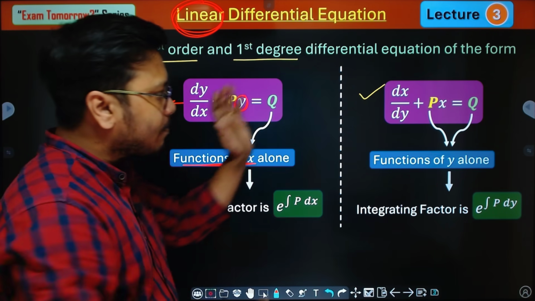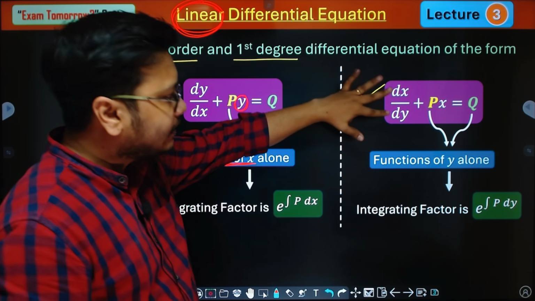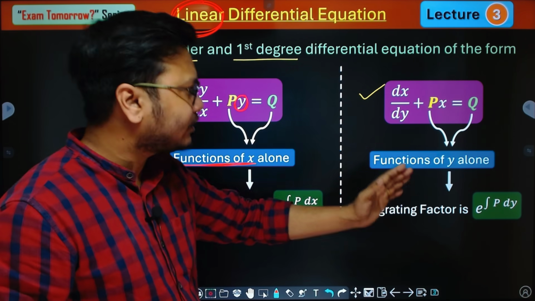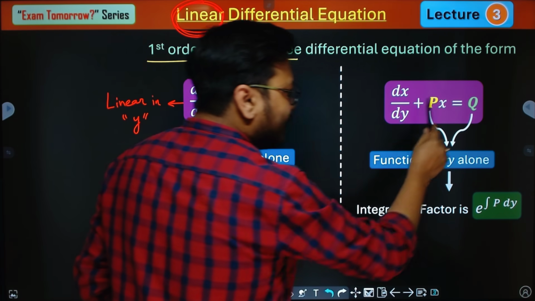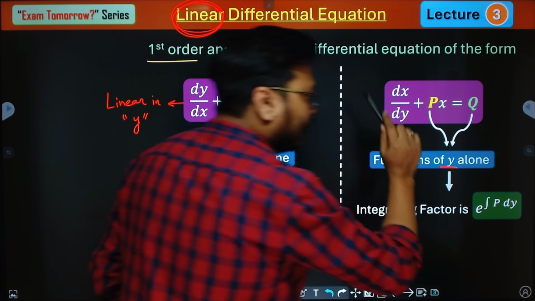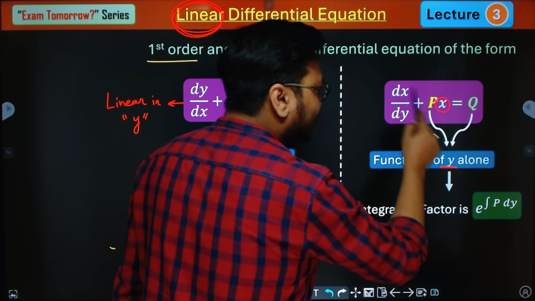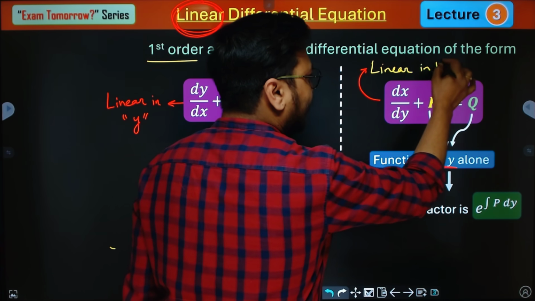Similarly, the differential equation might look like this. So if it is linear in x, then the derivative has to be of the form dx by dy and not dy by dx. So dx dy, px equals q. Now p and q have to be functions of y. So the only linear term present here is x. So that means we can say this is linear in x.